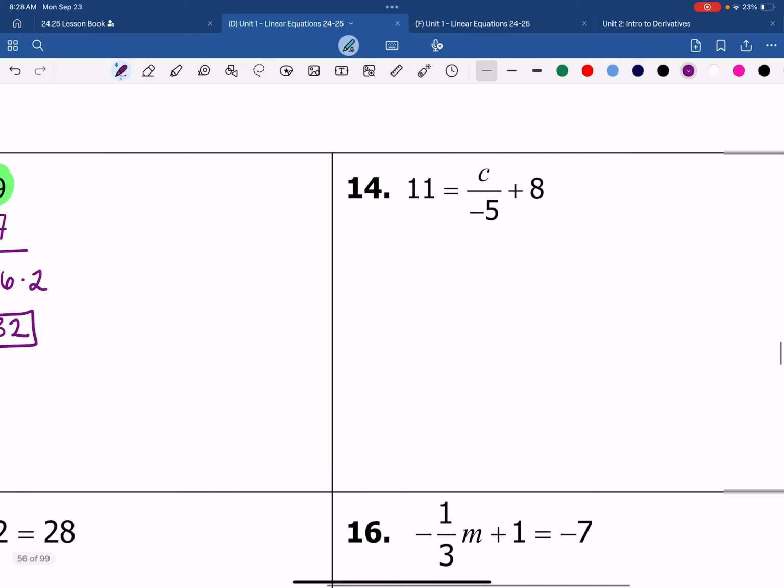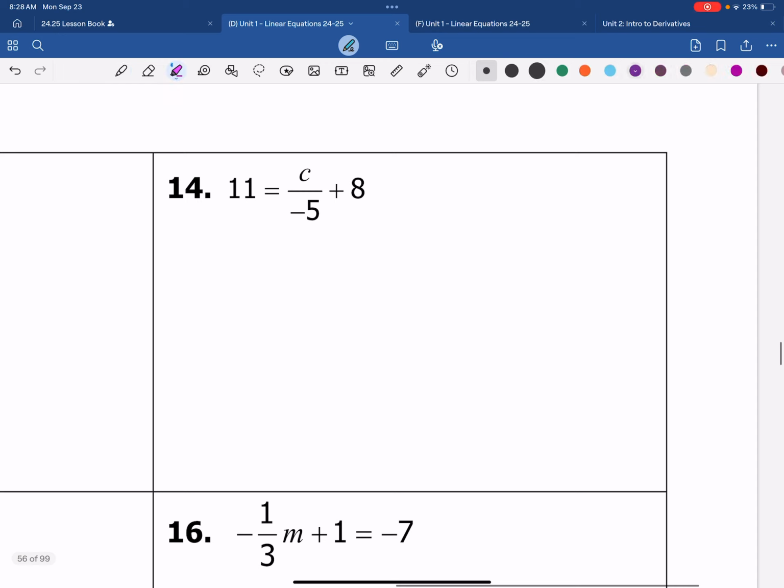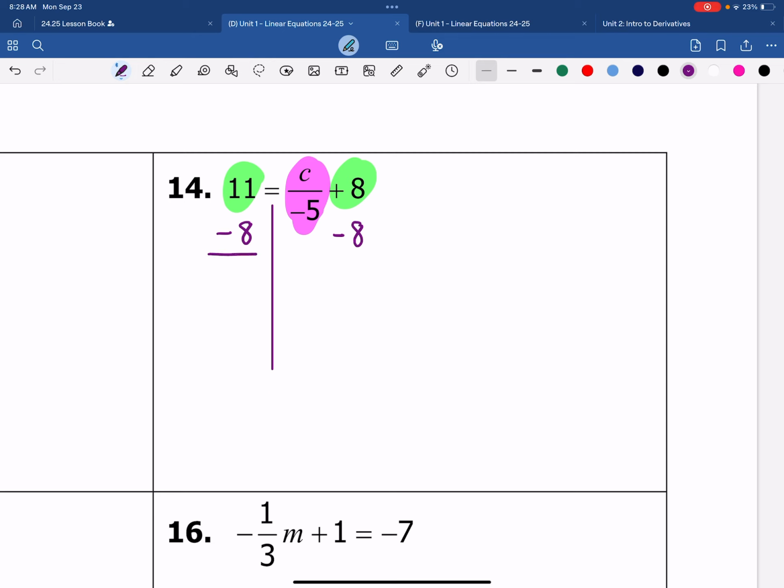All right, the actual last one. I have my variable term. I have my constant terms. I drew my line down the middle. This side has both pink and green, so I want to bring this green guy over here to the other green term, those like terms. I have 3 equals c over -5, and now I'm going to multiply by my denominator. Because I have division, to undo division, I multiply. So I have -15 equals c, because -5 divided by -5 is 1.